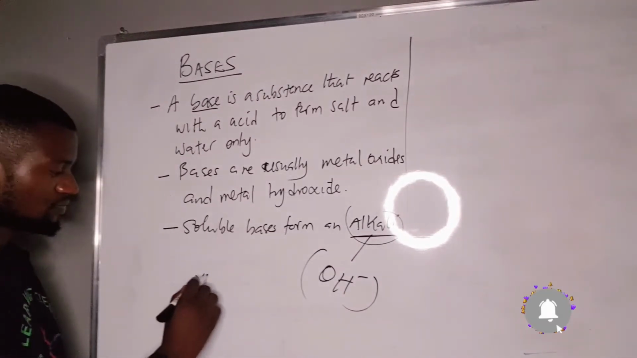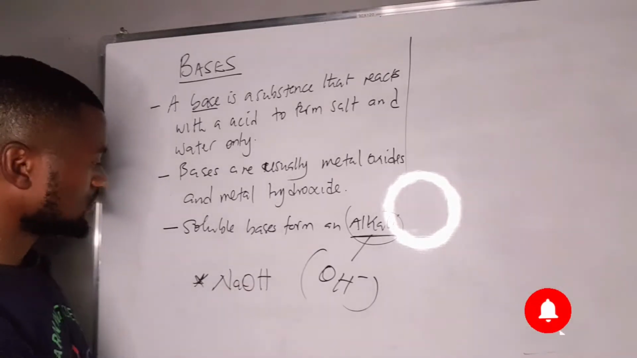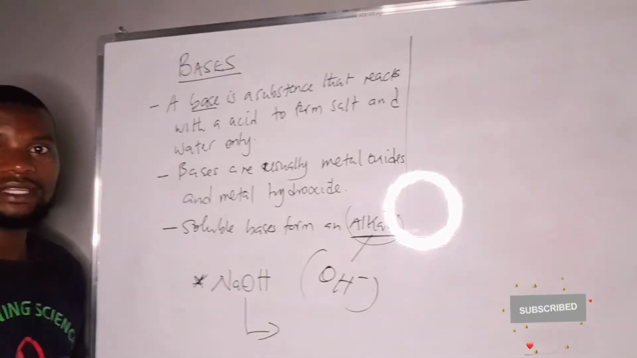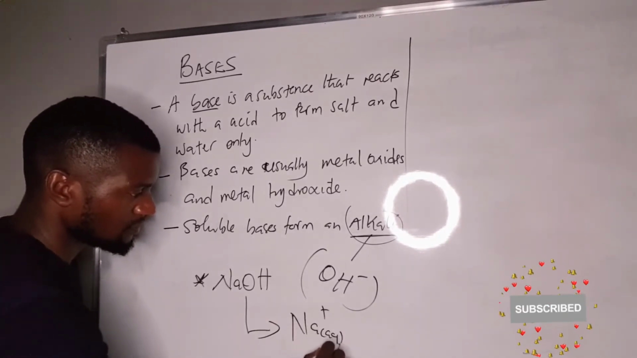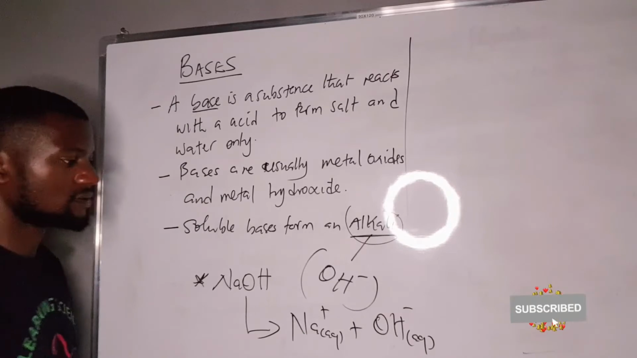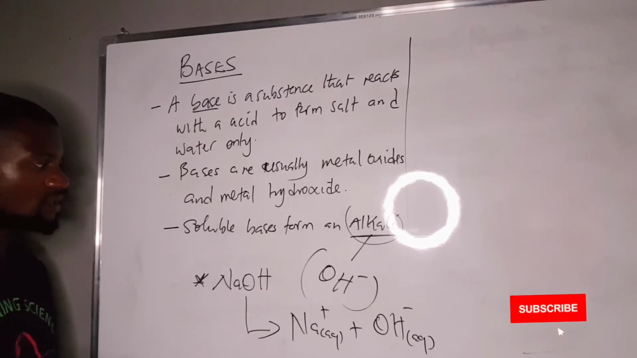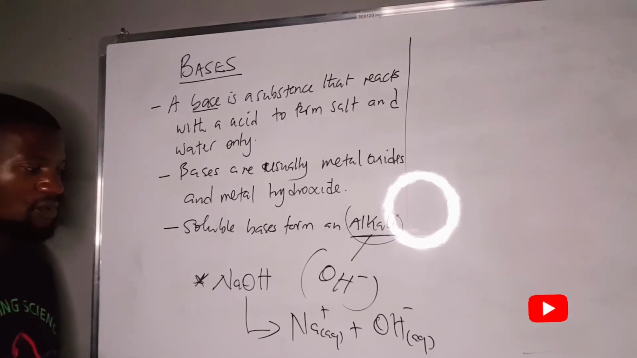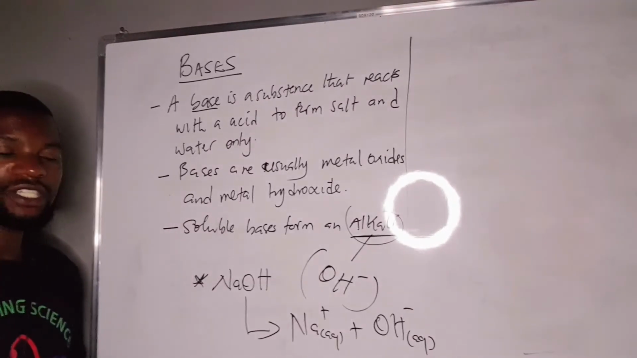For example, if we have sodium hydroxide, when you dissolve sodium hydroxide in water, you are going to have the sodium ions and the hydroxide ions. So sodium hydroxide is a base that is soluble in water, which we call an alkali, because it is able to dissolve in water to give out the hydroxide ions as the only negatively charged ions.